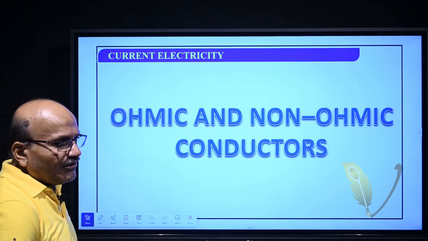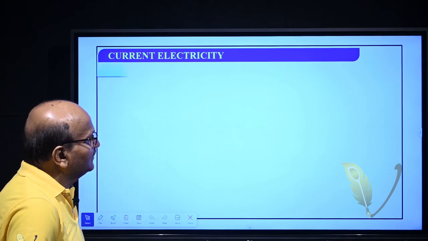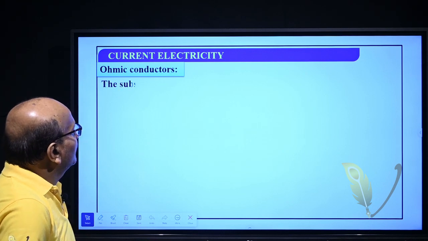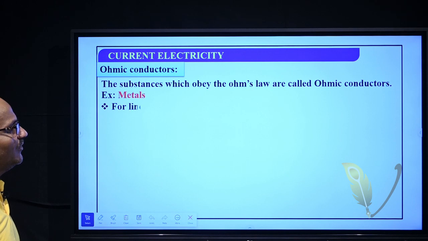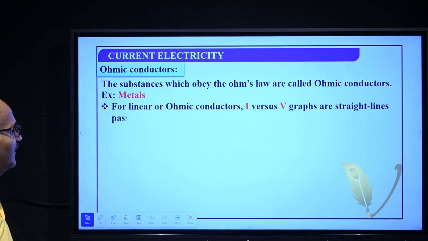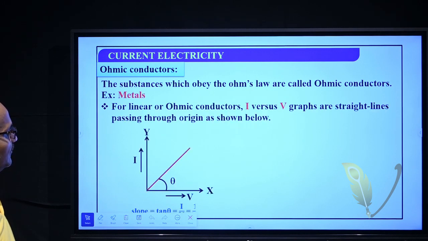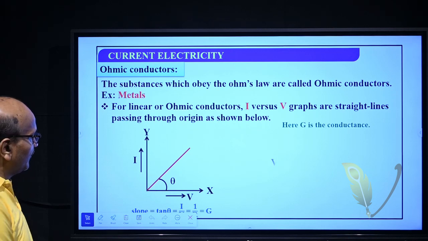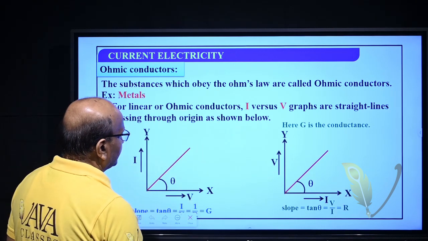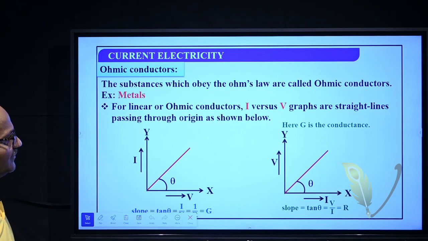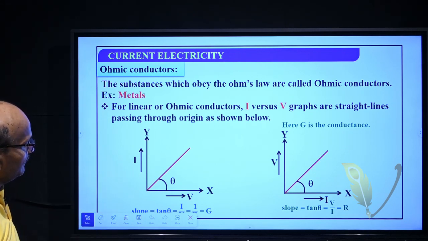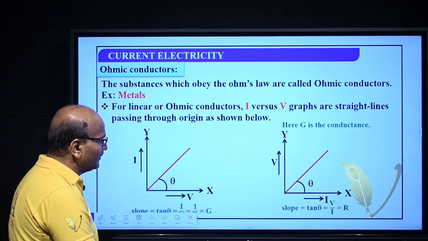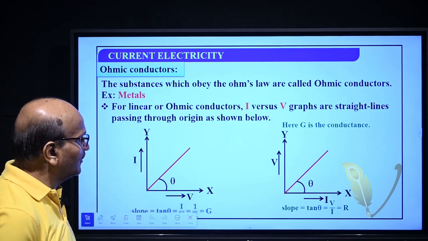So, ohmic and non-ohmic conductors. The substances which obey Ohm's law are called ohmic conductors, for example metals. The graph between voltage and current in these conductors is a straight line passing through the origin. Here, the slope of this line is tan theta equal to I by V equal to 1 by R. 1 by R, the reciprocal of resistance, is the conductance.